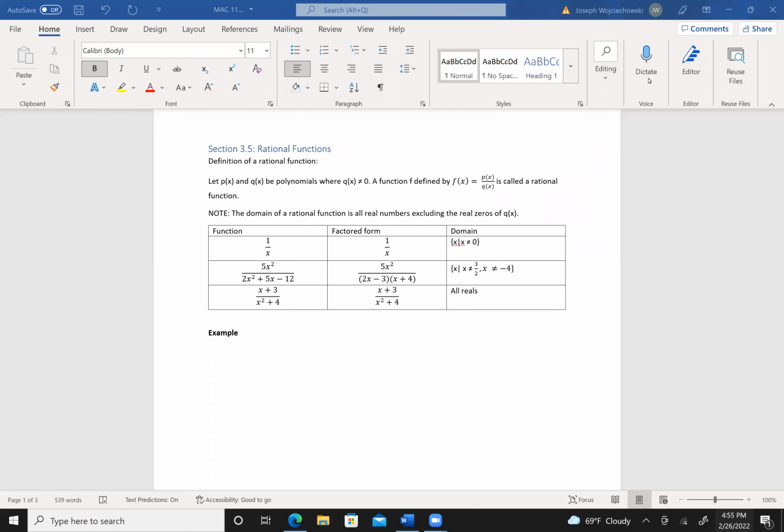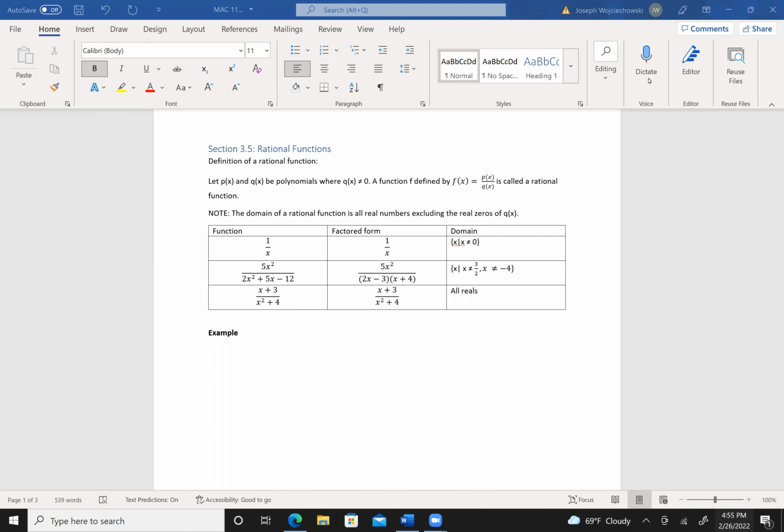Okay, today we're going to look at section 3.5, rational functions. We skip sections 3.3 and 3.4, and we do not continue past 3.5 in chapter 3. So, rational functions. What is a rational function?